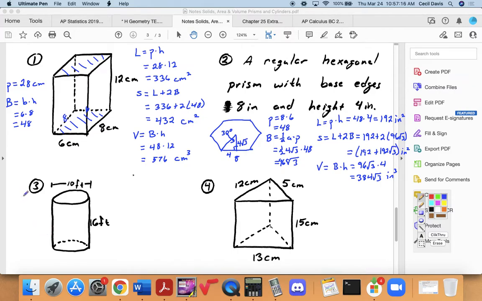No. Okay. All right, so for this next one, here we have a cylinder. So instead of finding perimeter and area of the base, we need to find circumference and area of the base. What's the circumference going to be? So that'll be 10 pi. And then the area of the base would be pi times the radius squared, where the radius is 5, so that's 25 pi.